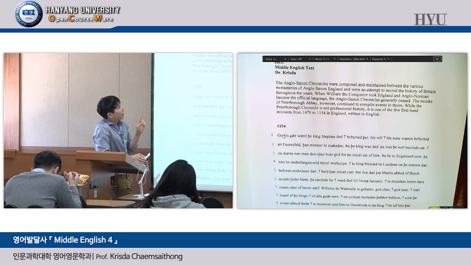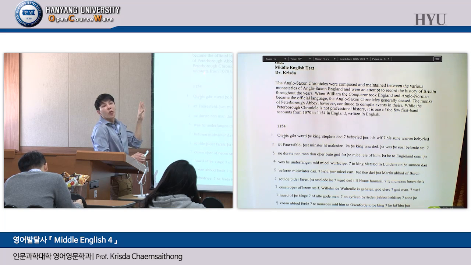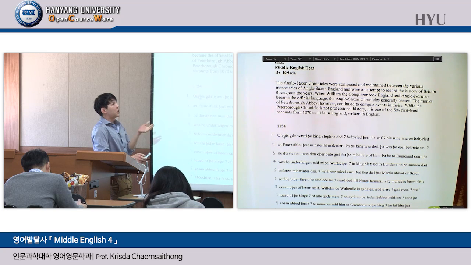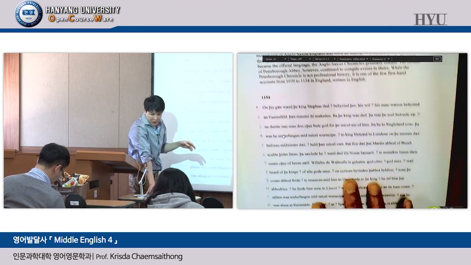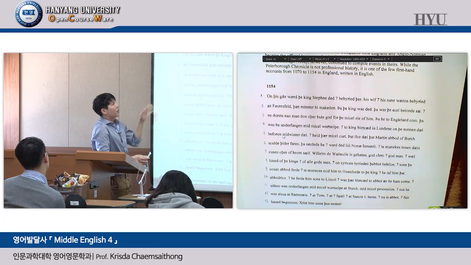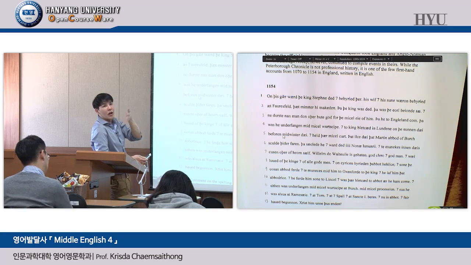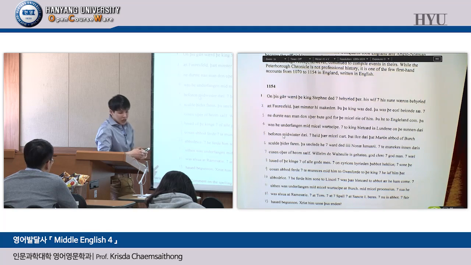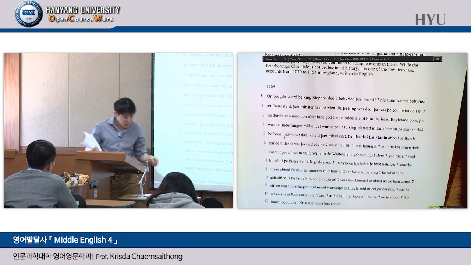Only one survived. We call it the Peterborough Chronicle because it's kept at Peterborough, right? So the Peterborough Chronicle survived until 1154 in England, which is about 100 years after the Norman Conquest, right? The Norman Conquest was in 1066, so this one is in 1154, about 100 years after. So in 100 years, language changed a lot, right? As you can see here. So we'll read this text. This is the last record of the Anglo-Saxon Chronicle that existed. But this is in Middle English already, right? After the Norman Conquest, after 100 years. Now this is from 1154. So we'll read this text and we'll see what it means.